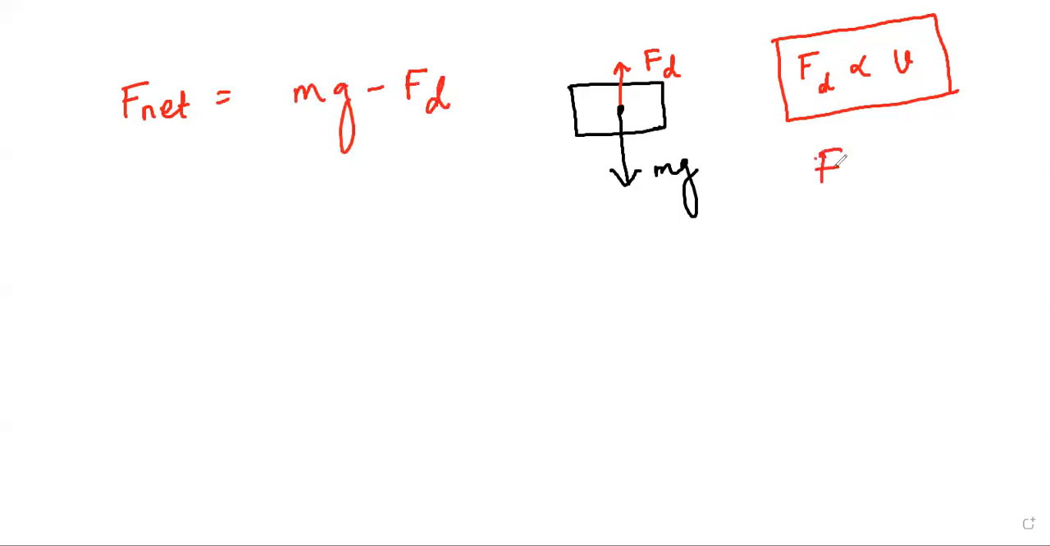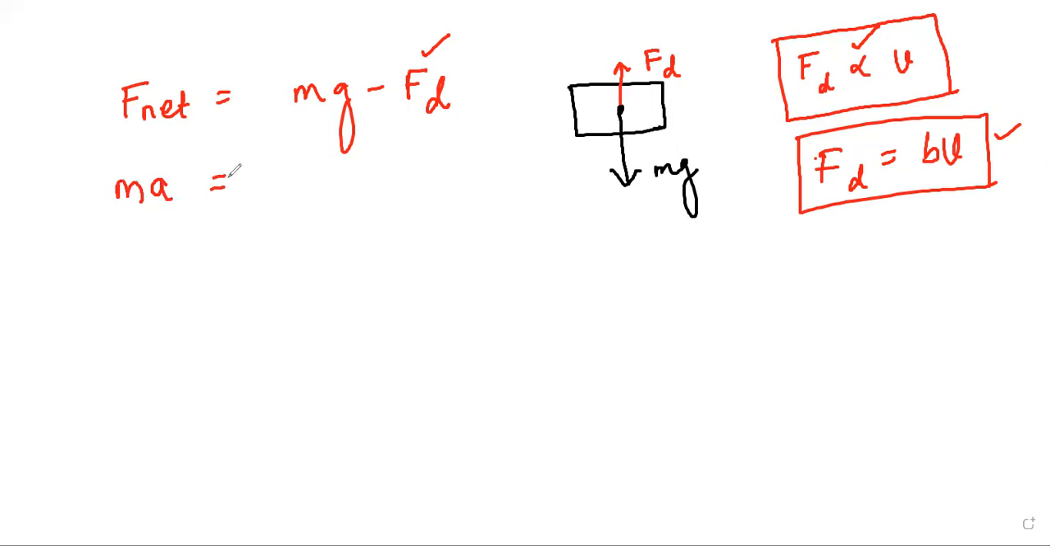Now what is this fd? If I remove the proportionality constant, I can write it with a damping constant b. The damping constant depends upon the medium in which the object is dropped. So fd is b times v. This is the magnitude of the drag force, and the direction, as we know, is opposite to the velocity or the motion of the object. If the motion is downward, then the resistive force will be upward. So substituting, mass into acceleration is the net force, so here you have mg minus b times v.